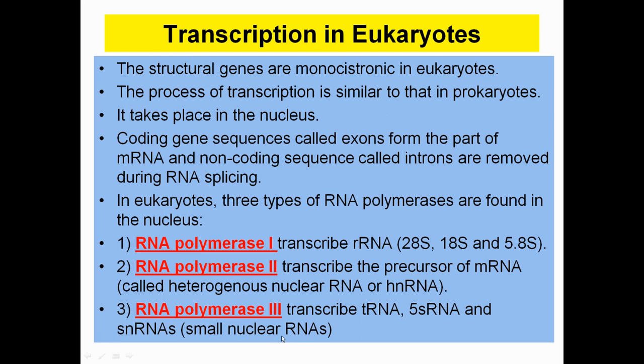So there are different types of RNA polymerase for the transcription of different sorts of RNA: rRNA, hnRNA, snRNA. So you need to remember what kind of polymerase actually transcribes what kind of sequence. Okay, this is very, very important from the examination point of view. A straightforward question can be asked from this content.